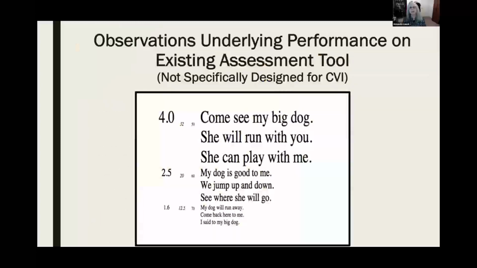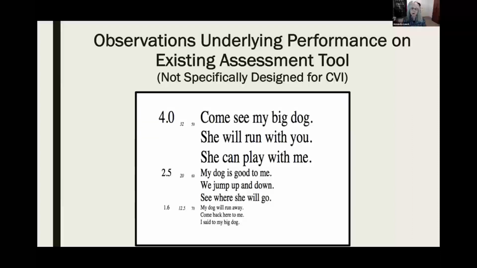So here's my example of an observation underlying performance of an existing assessment tool. This tool was not specifically designed for CVI. It's something that I feel comfortable with, and there might be tools that you feel comfortable with, and you would be able to look at some of these issues and even other issues. This is a test looking at print size. It's available from the American Printing House for the Blind. It's actually something that Ian Bailey from UC Berkeley and I developed. And this is the pre-primer card from that.